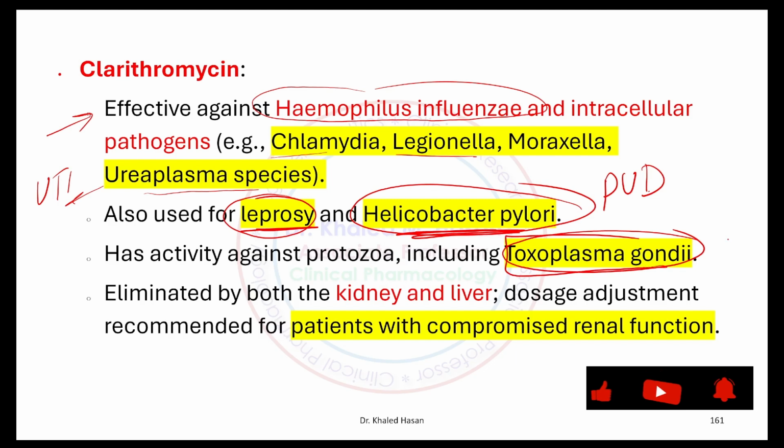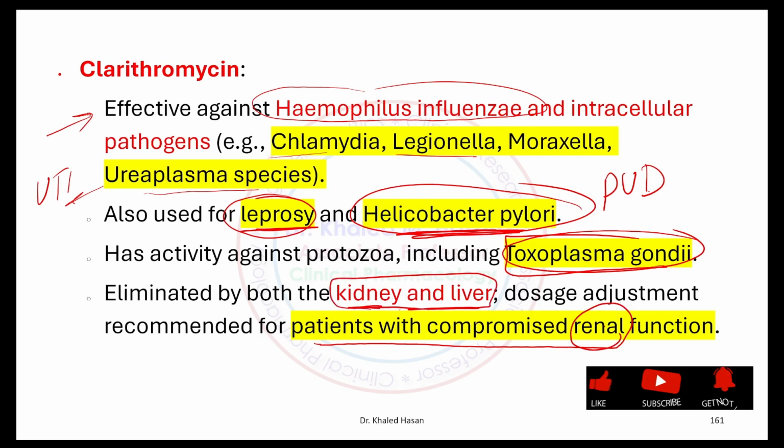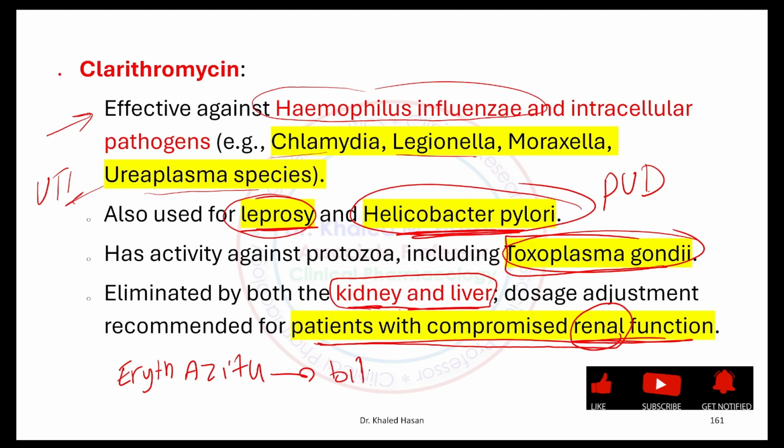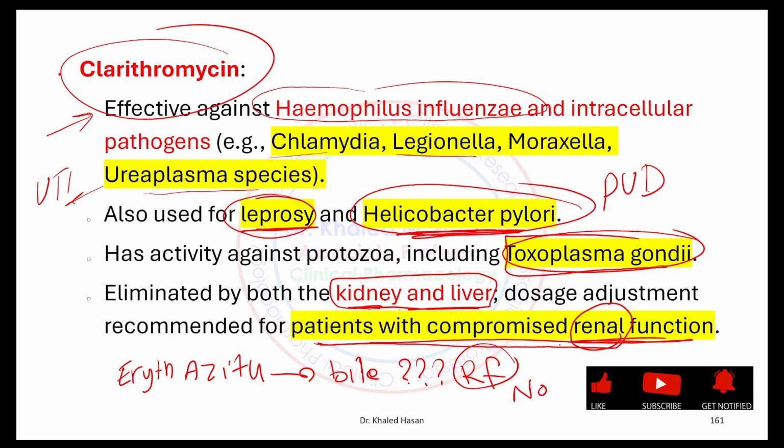Okay, this medication is eliminated mainly through the kidneys, the renal route. Eliminated in both kidneys and liver. Dose adjustment is recommended for patients with renal dysfunction. If you go to erythromycin and azithromycin, they are mainly eliminated through the bile. Here we ask, do you need to adjust the dose in patients with renal failure? It depends on the situation. Normally no, but if the patient is on clarithromycin, we need to adjust the dose.